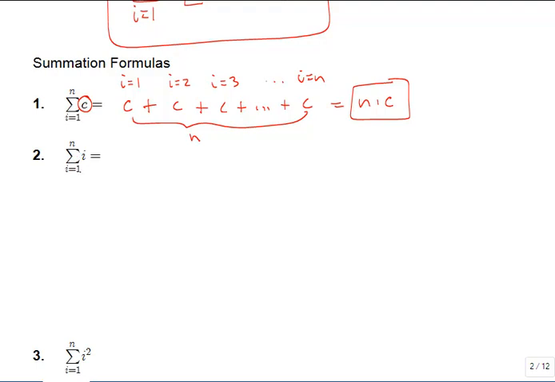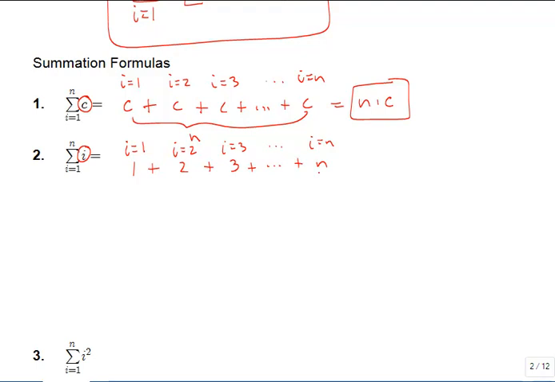This is the sum as i goes from 1 to n of i. So this time there is an i in my formula. So when i is 1, we're just going to get 1. When i is 2, we get back i, which is 2. When i is 3, we get back i, which is now 3, all the way up until when i is n, we're going to get back n, and we're adding these together.